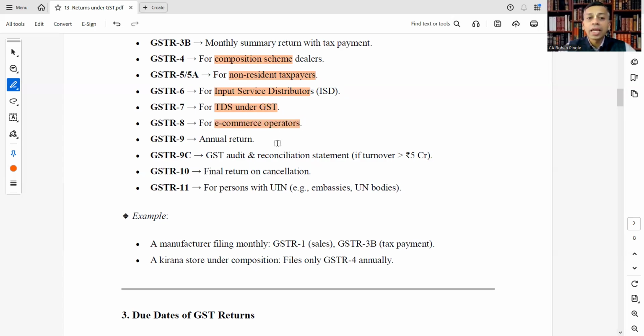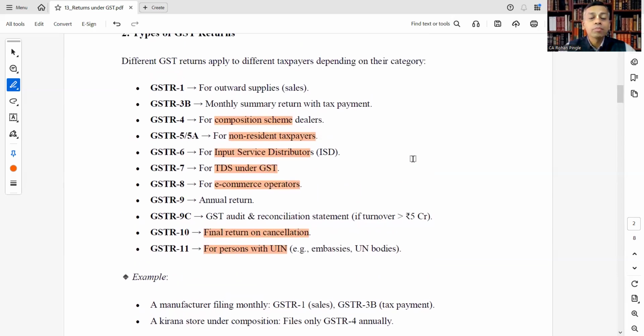And GSTR 9 is an annual return required to be filed based on your previous year's turnover. GSTR 9C is also the GST audit and reconciliation statement if turnover is more than 5 crore. GSTR 10 is the final return on cancellation. GSTR 11 is for persons with UIN, that is embassies and UN bodies. They are required to file GSTR 11.